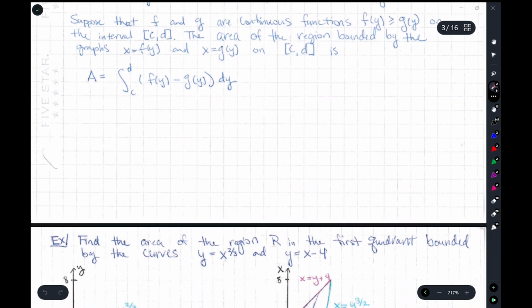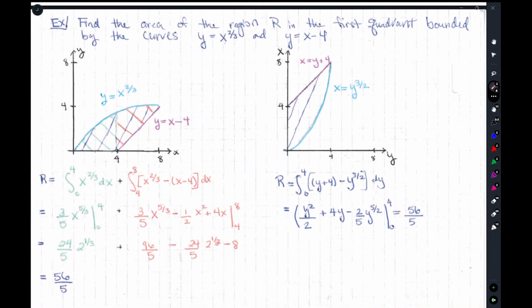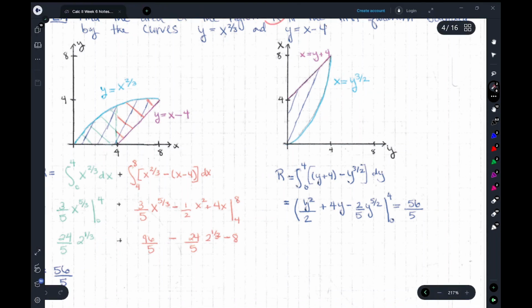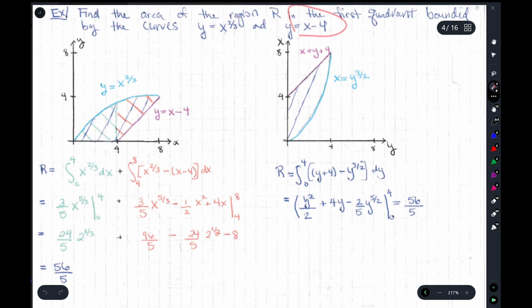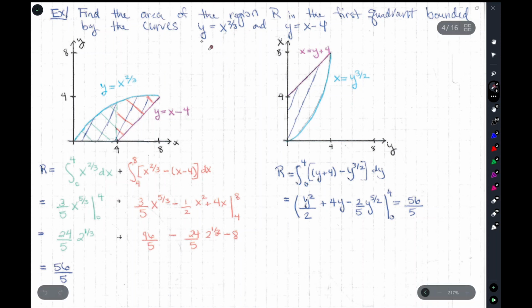Okay, so let's take a look at some concrete examples. Here we want to find the area of the region R in the first quadrant bounded by the curves y equals x to the 2/3 and y equals x minus 4. So your first instinct is that, well, these are given by functions of x, right? So y is the output and x is the input. But if you plot it out and you take a look, this part here that says first quadrant constrains us, okay? Because it's not just the area of the region bounded by the two curves y equals x to the 2/3 and y equals x minus 4, but also it must be in the first quadrant.